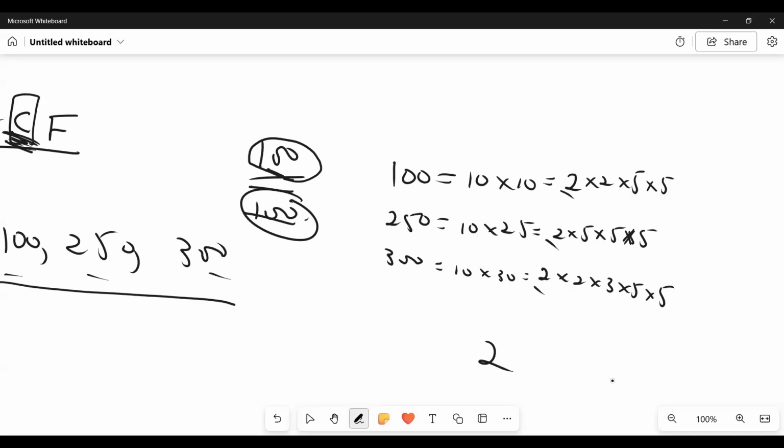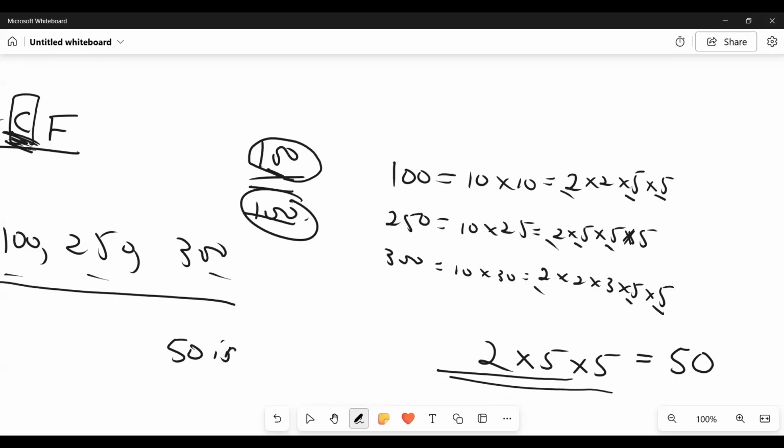Let me go with 5. So there's a 5 here, there's a 5 here, and there's a 5 here. So 5 is common all over. And then there's another 5, and another 5, and another 5. So these are the common factors. So we multiply them, and you will get 2 by 5, 10, 10 by 5, 50. So 50 is the highest common factor of these 3 numbers, right?